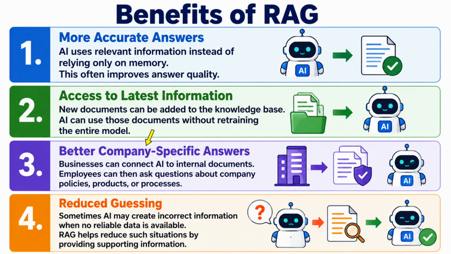Third one, better company specific answers. Businesses can connect AI to internal documents. Employees can then ask questions about company policies, products, or processes. Fourth one, reduced guessing. Sometimes AI may create incorrect information when no reliable data is available. RAG helps to reduce such situations by providing supporting information.